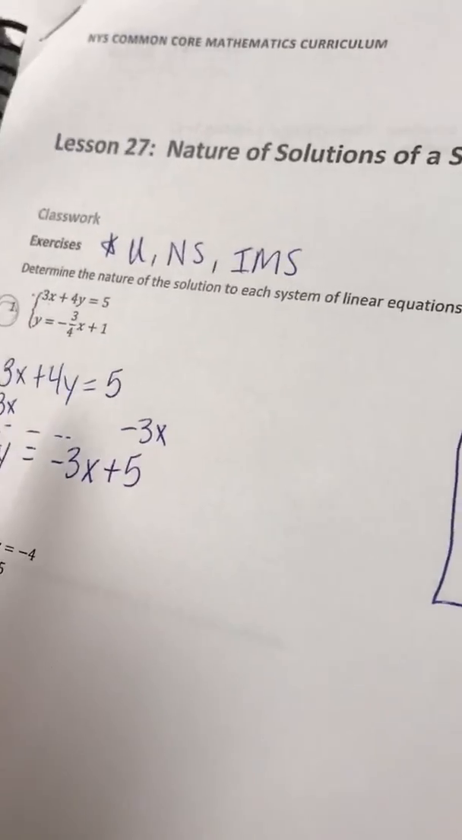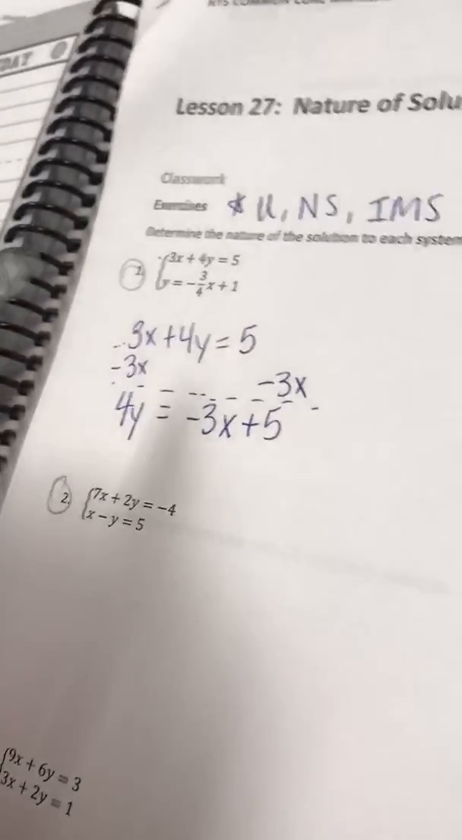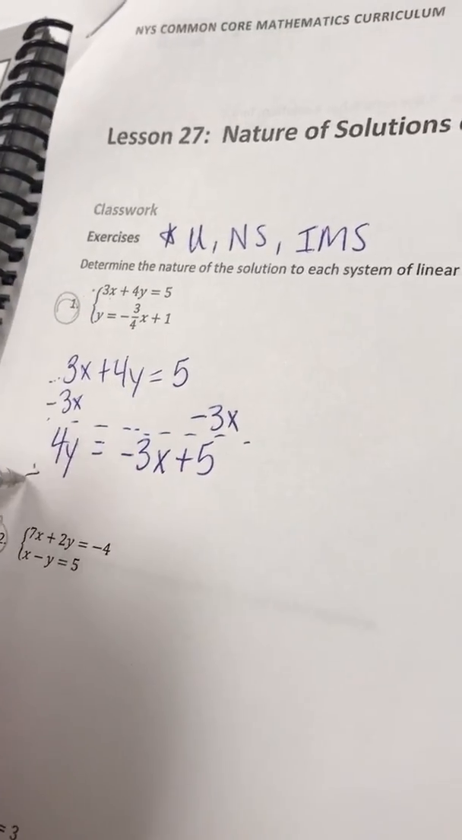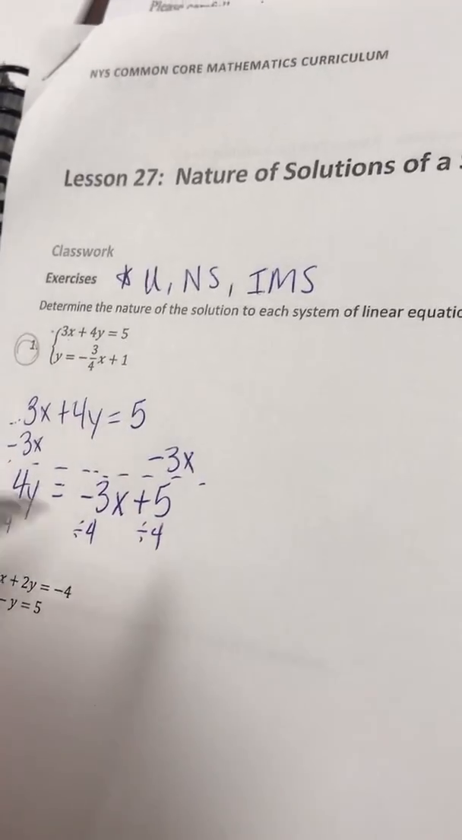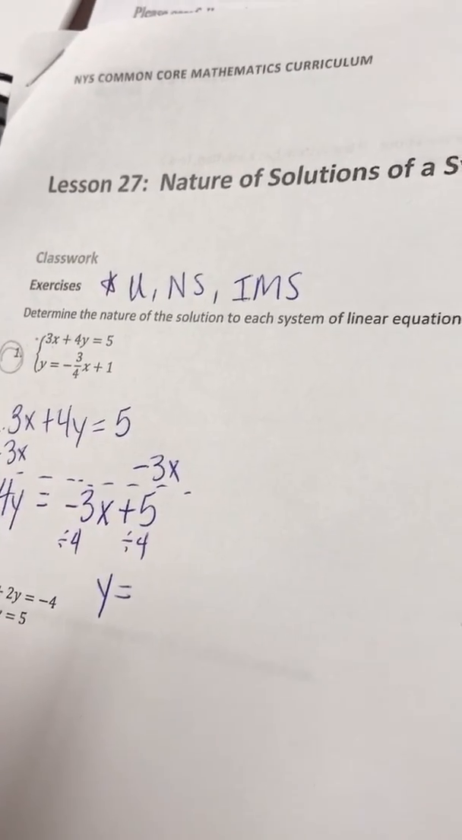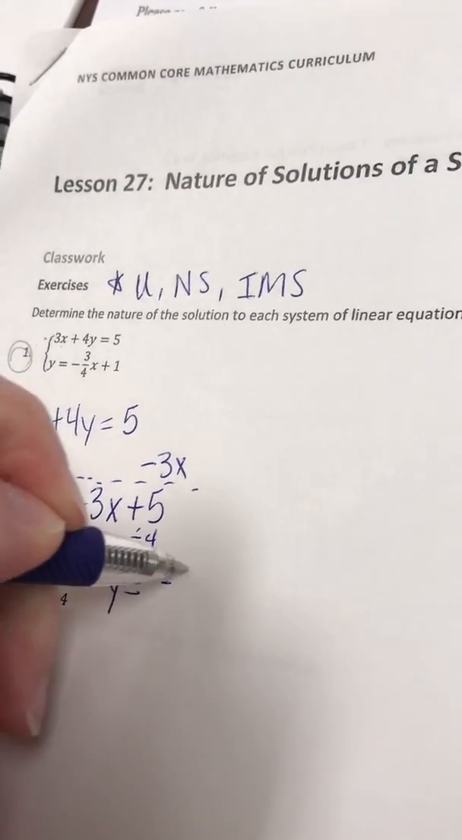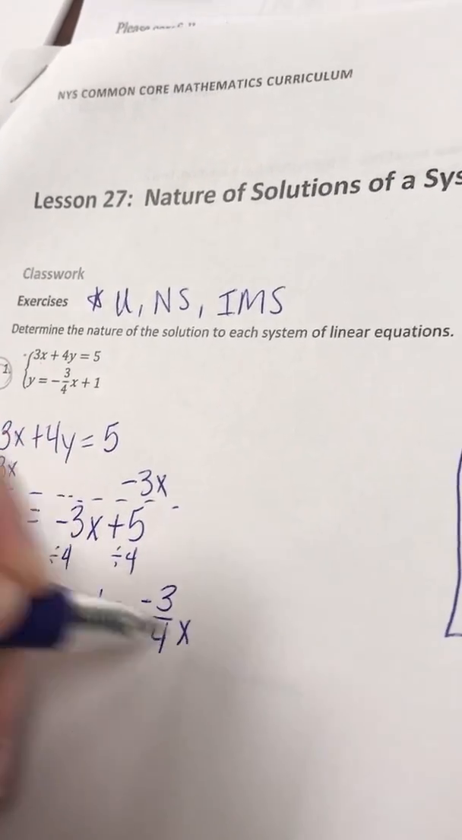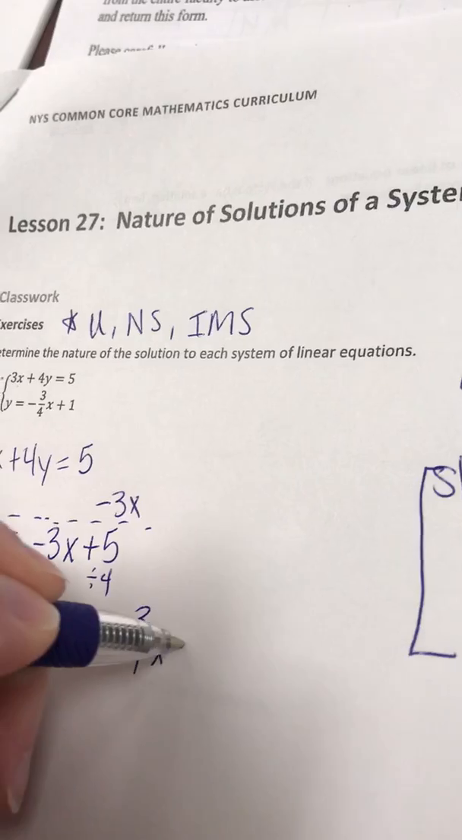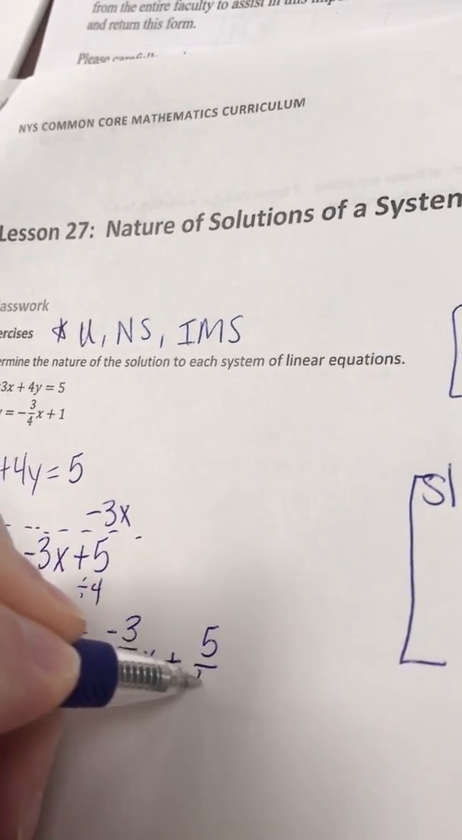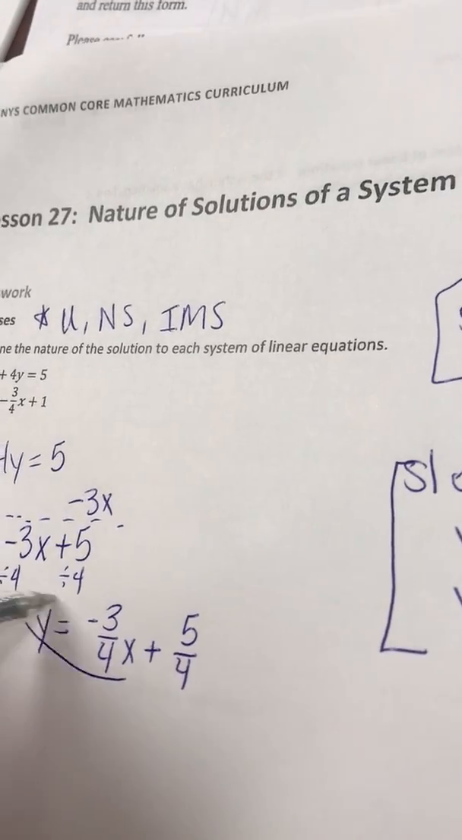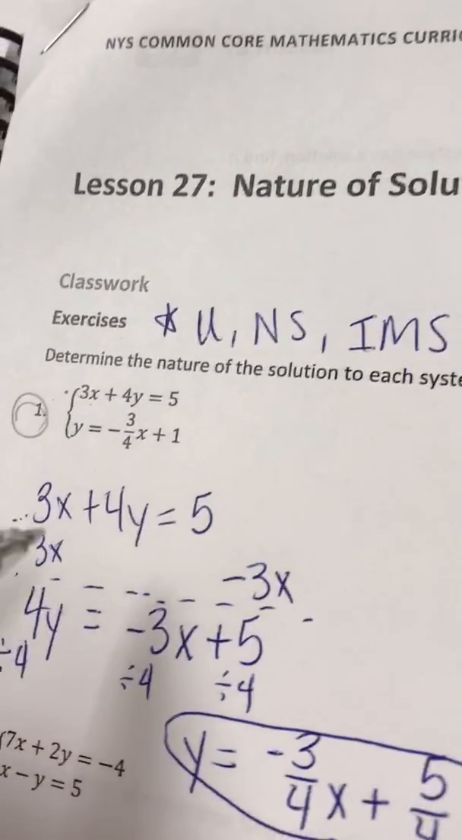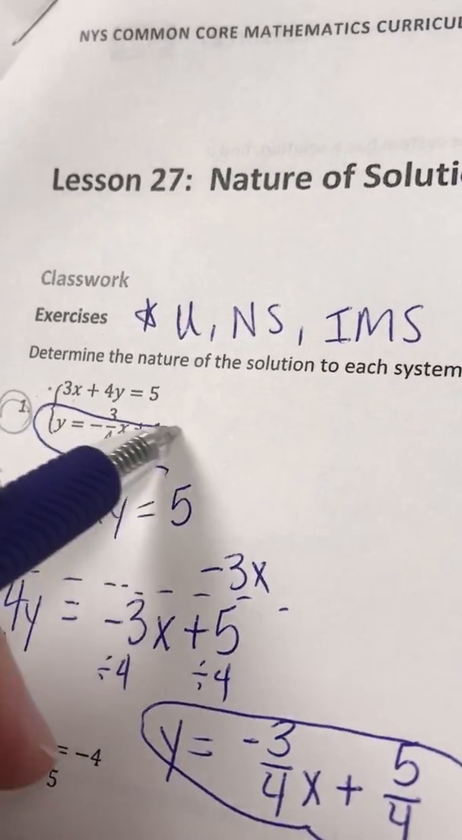Okay, and I know that y'all don't have calculators at home, so just do your very best. Now to get y by itself, we have to divide everything by 4. So that's going to give us y equals negative 3 over 4x plus 5 over 4. Okay, so now we're going to compare this equation with this equation.